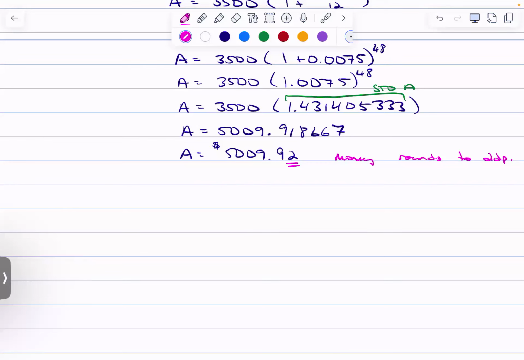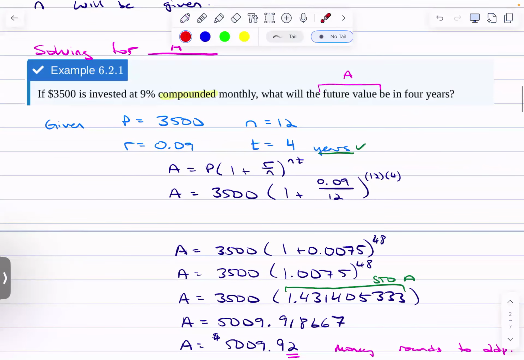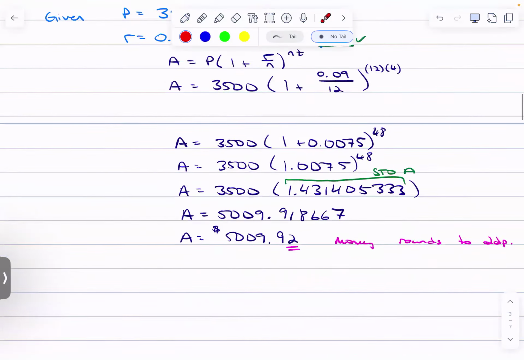So solving for A, as long as you're able to pick it out from the question, not too bad, right? Not too bad at all. Let's do another one.